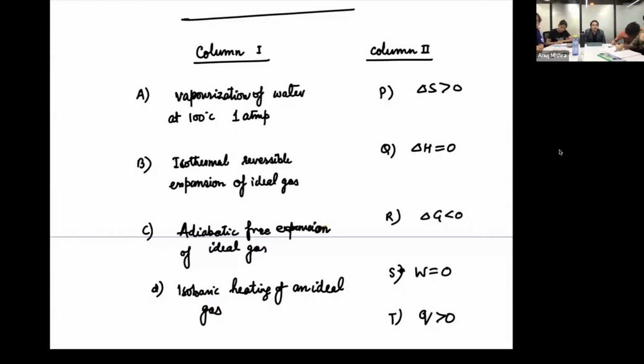Free expansion. Let's just see the parts. Adiabatic free expansion of hydrogen. What happens in free expansion? W will be zero. And it is adiabatic, so what will happen? Q will be zero. So I have to look for the Q zero option. What else can be zero?